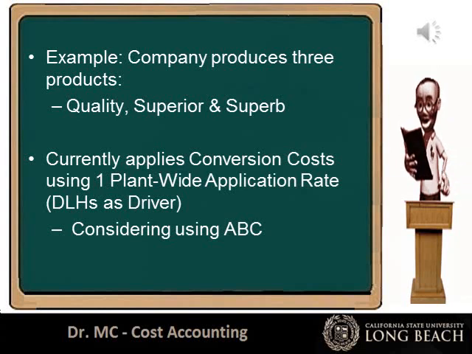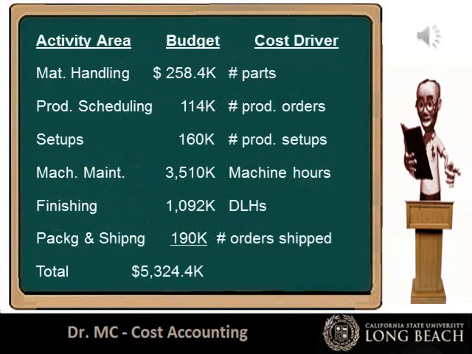Let's do an example. Assume that a company makes 3 products: the quality product, the superior product and the superb product. Right now, the firm applies conversion costs using one plant-wide rate with direct labor hours as the cost driver. The firm is considering using activity-based costing. The firm can divide its operations into 6 activities.